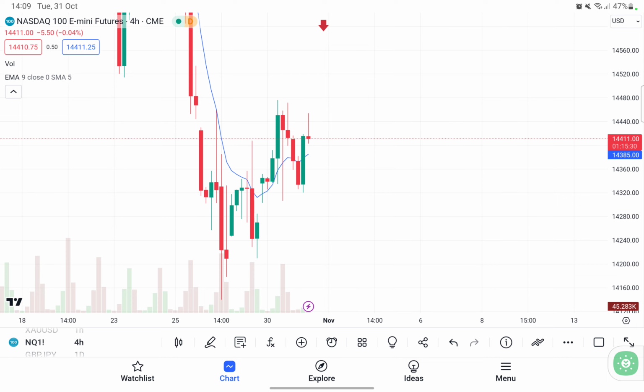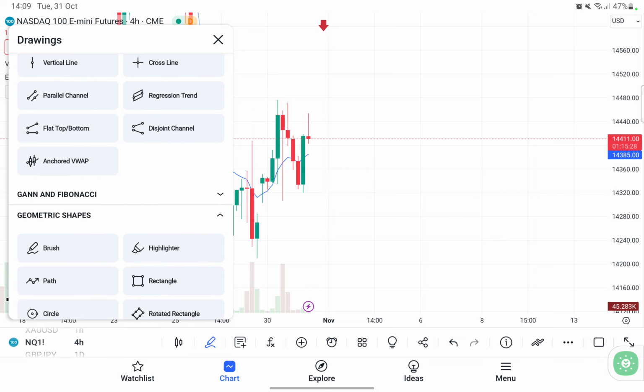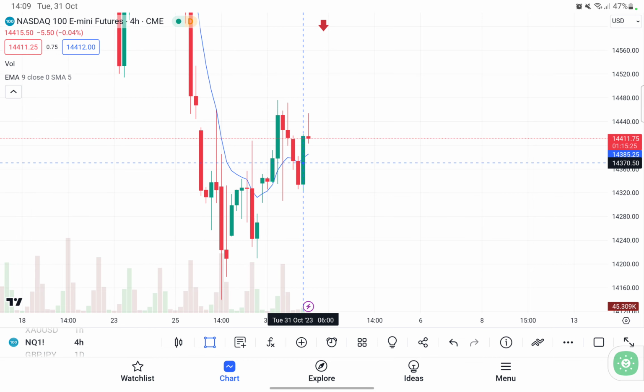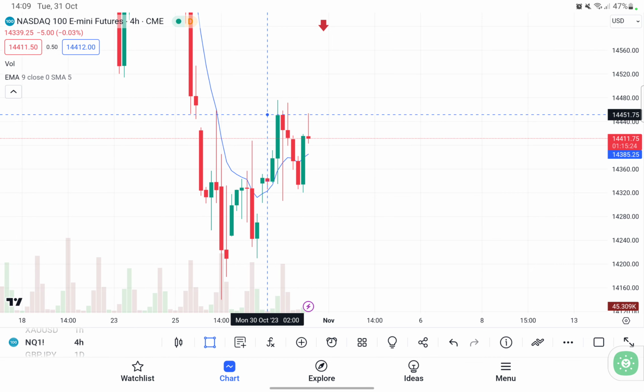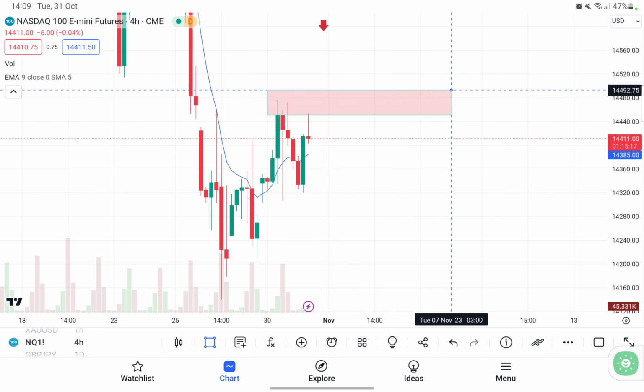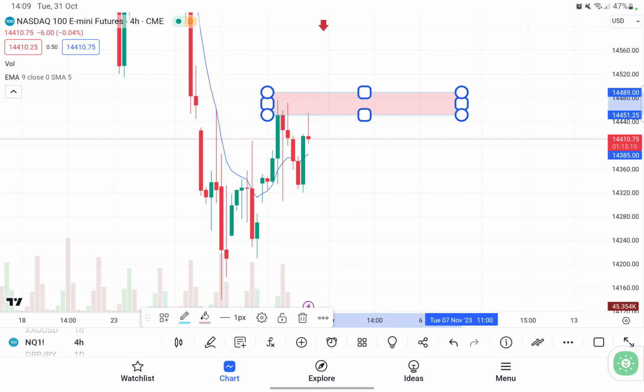All we want to do is to identify the key levels and identify the places where we can take our trades from. So because we're in a bearish market, I will identify this as resistance, and that will be my first key level.